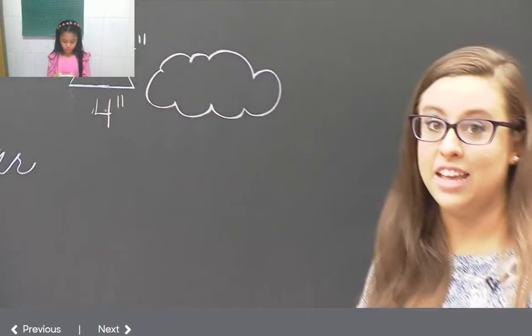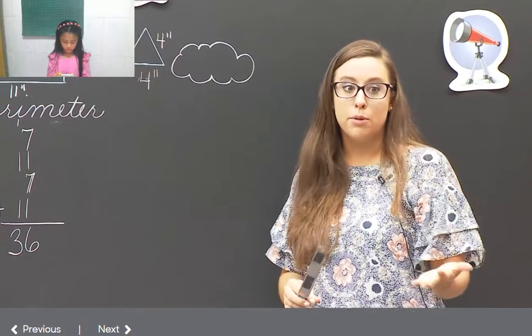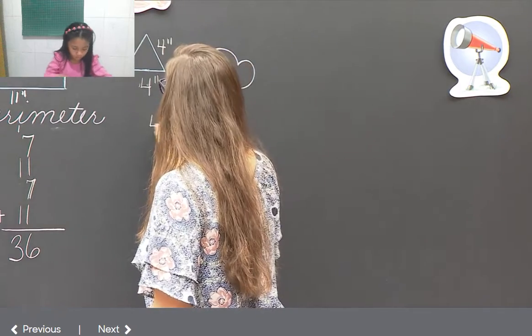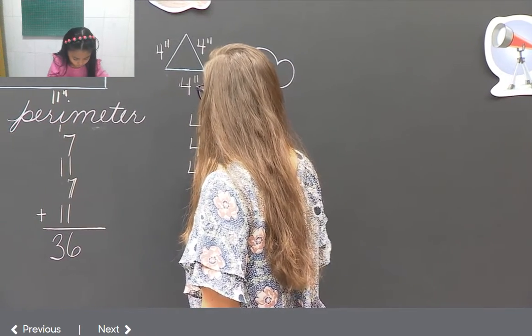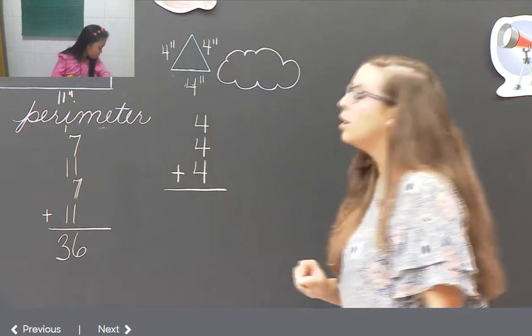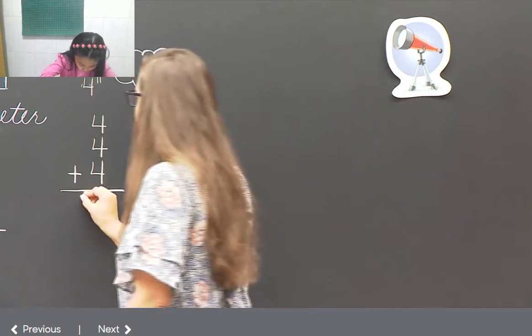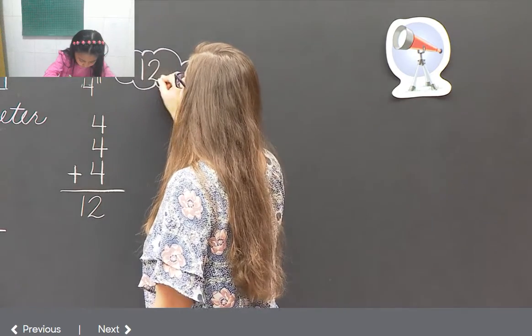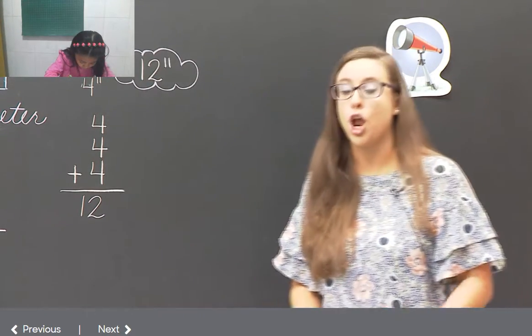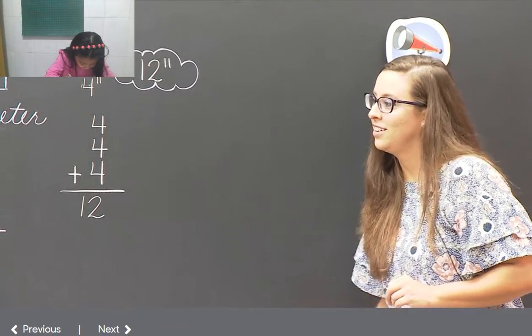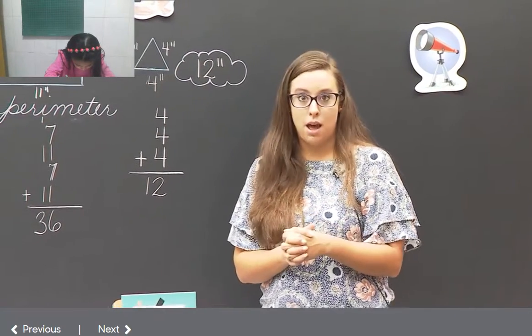Now I need to add them all together. How many numbers will I add together, Dev? 3. 3 is correct. So I will have 4 plus 4 plus 4. When I add 4 plus 4 plus 4, what answer do I get, Tyra? 12. 12. 12 what, Aiden? Inches. Inches is correct. So I have 12 inches. This is my perimeter. The perimeter is the distance what, Madison? Around each side? Yes, the distance around an object.